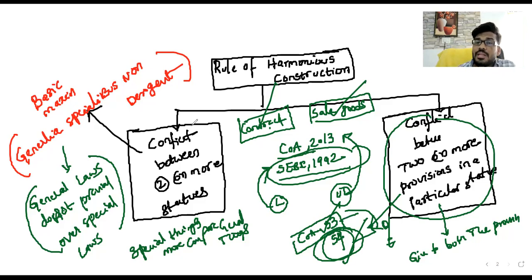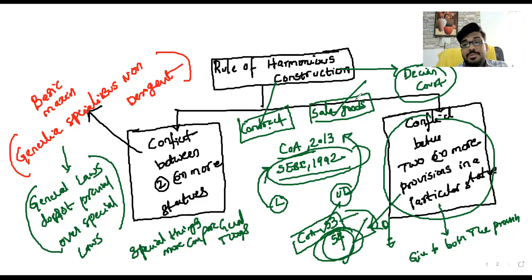Sir, how does harmonious construction come about? It is the decision given by the court, not by the people. When these types of conflicts happen, how can one prevail? This is decided by the court. Court will give the decisions. Clear? Everyone is clear? I have no doubt in the harmonious construction.